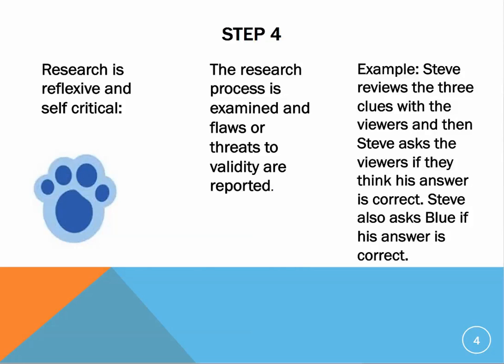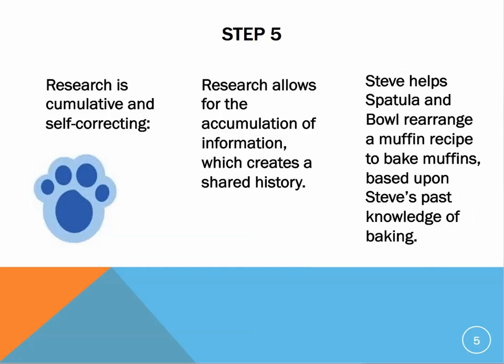And of course, in the episode, Steve reviewed the 3 clues with the viewers, and Steve asked them if they think his answer is correct, and Steve asked Blue if his answer is correct. So he thinks he has it, but he's going to be thinking about it. Am I telling myself the right thing when I think it's this? And he'll check it out.